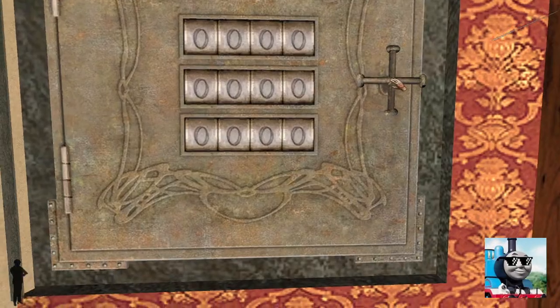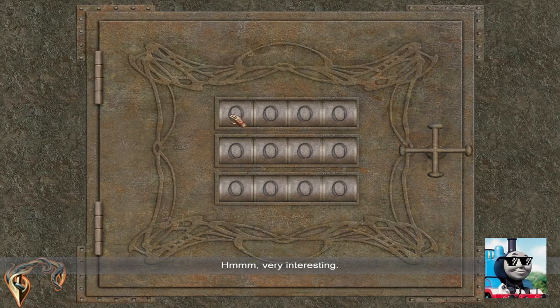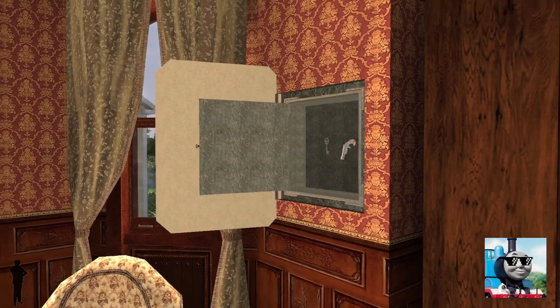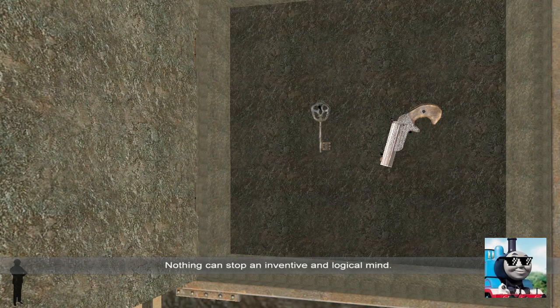Okay, very interesting. 1, 2, 2, 3, 2, 4, 2, 4, 3, 4, 2, 6. Oh! All right then. Wow, you got it. Nothing can stop an inventive and logical mind.